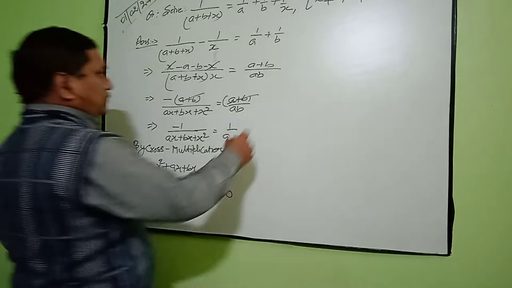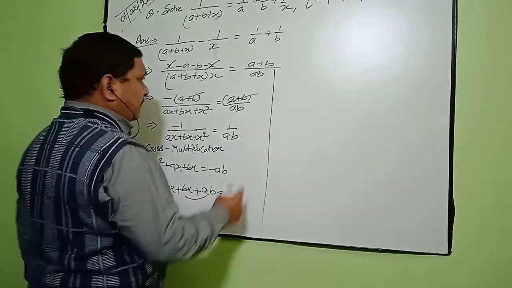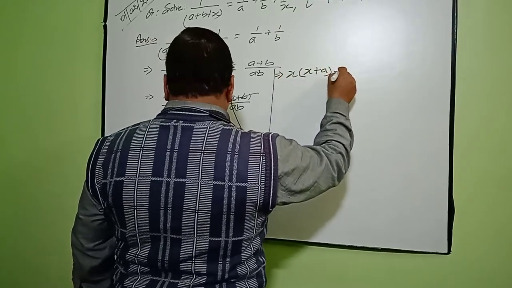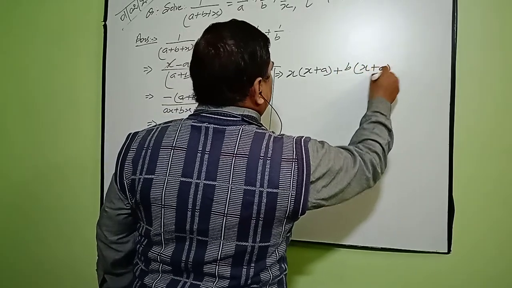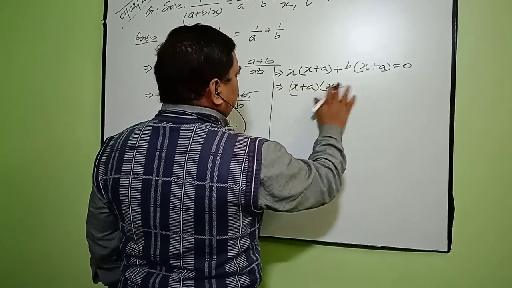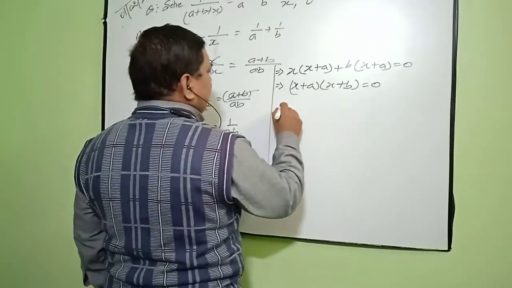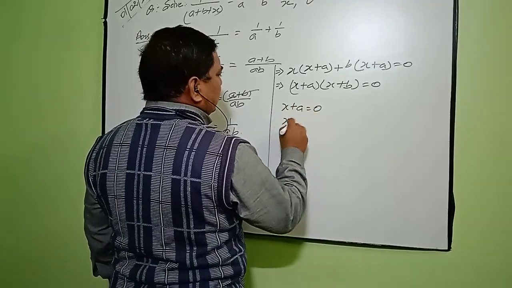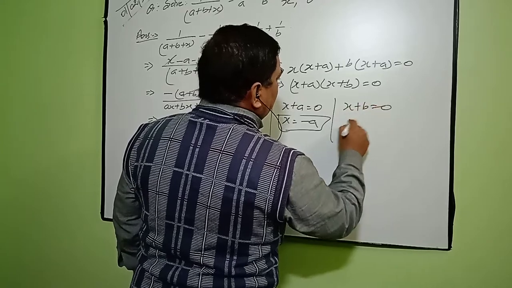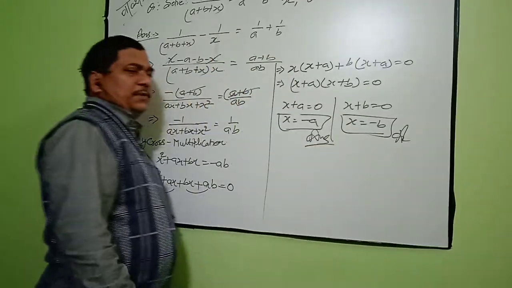Now make a pair of two terms and take common. Now x will be common, then x plus a, again plus b should be common, x plus a equals 0. So (x plus a)(x plus b) equals 0. Then we will write x plus a equals 0, x equals minus a. This is the first answer, and x plus b equals 0, x equals minus b. This is the second answer, and this question is important for the board purpose.